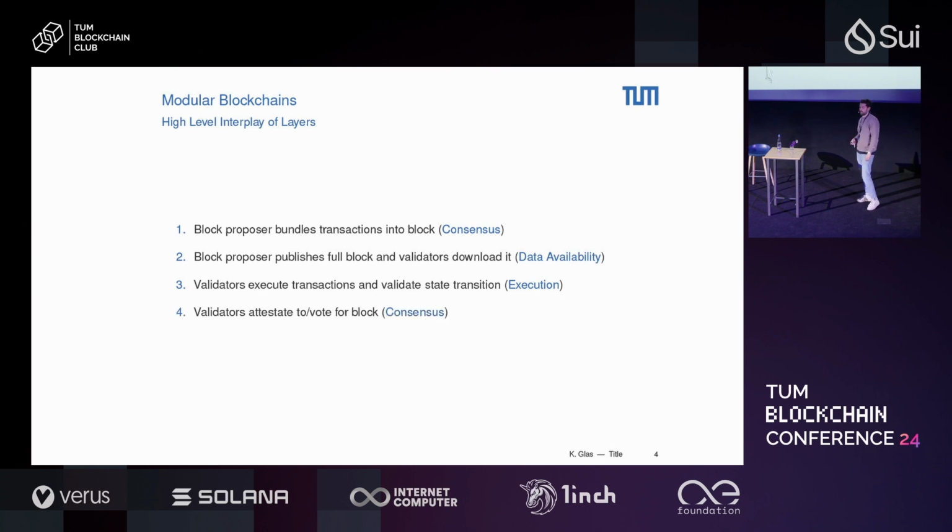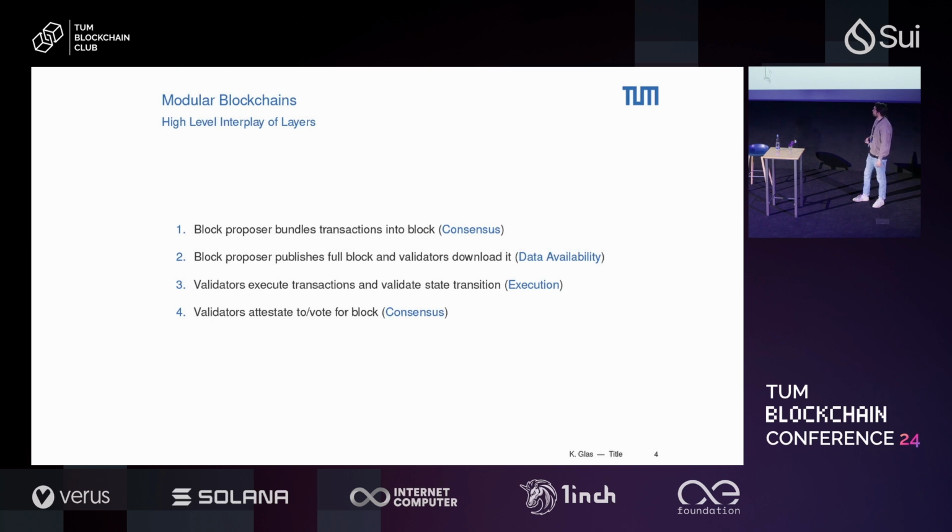Then in the second step, the block proposer publishes the full block into the network, and all of the validator nodes download the block. In the third step, validators execute transactions and then validate the state transition. And if that's correct, if all transactions are valid, then in the last step, depending on the consensus protocol, they would, for instance, vote for the block.